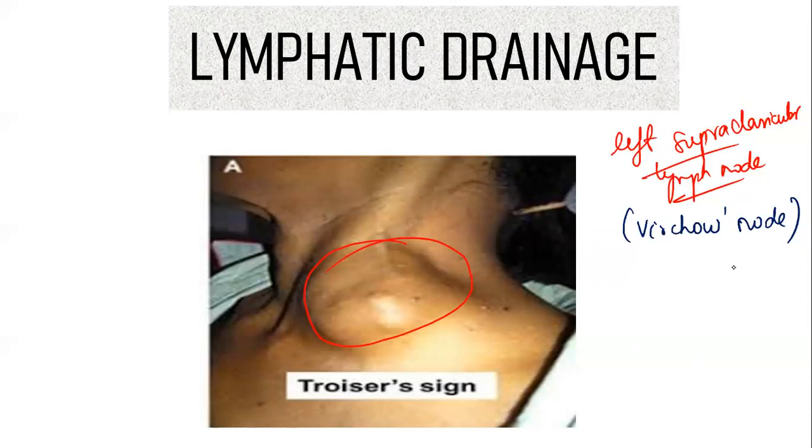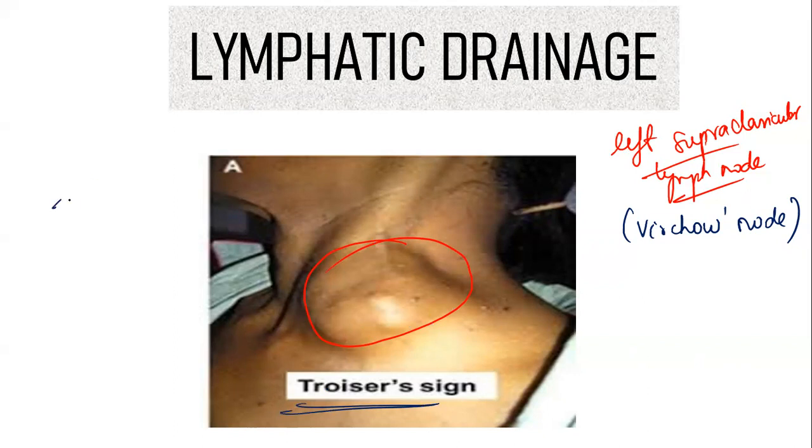So when the Virchow's node is involved, the node is going to be excessively infiltrated with the cancerous cell. So the node is going to swell. So this swelling of the Virchow's node is called Troisier's sign. Right? So Virchow's node, Troisier's sign.